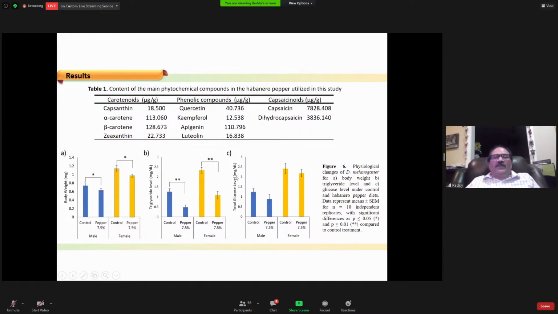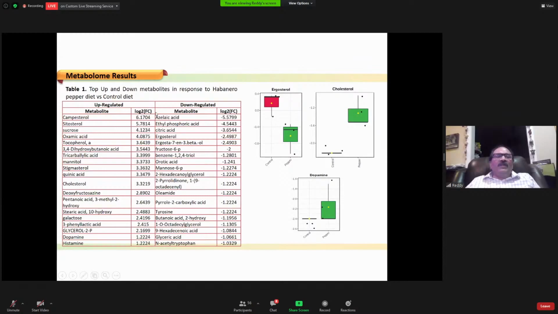But we did not find a lot of difference, though there is a difference, but it was not significant, in the glucose levels. So the chili peppers that we eat in our food reduce our body weight and reduce our triglycerides. And then we did metabolome, and we identified several important metabolites.